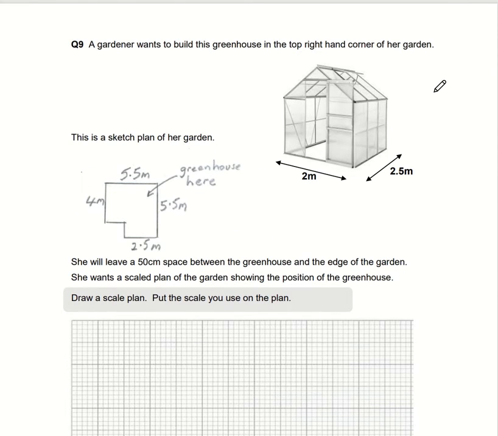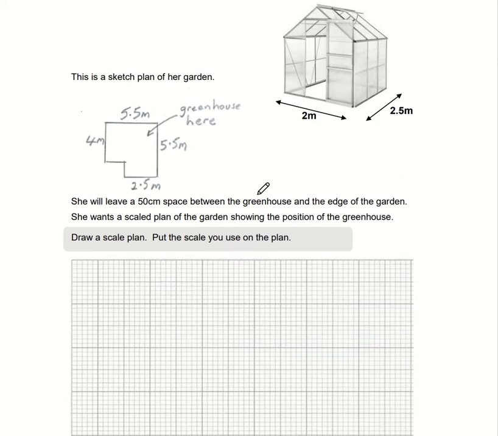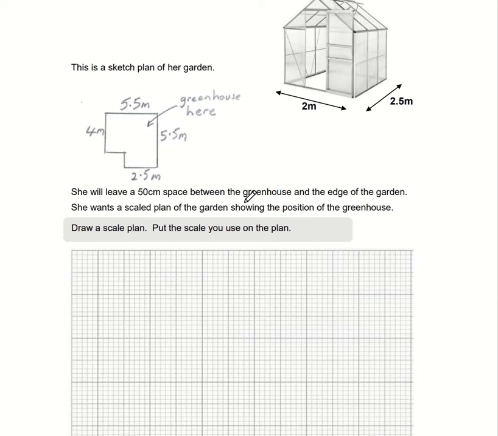Okay, so a gardener wants to build this greenhouse in the top right corner of her garden, and we've got a sketch of the garden, so the greenhouse is going up here, and we need a 50 centimeter space between the greenhouse and the edge of the garden, and we need to draw a plan of this on the graph paper here.